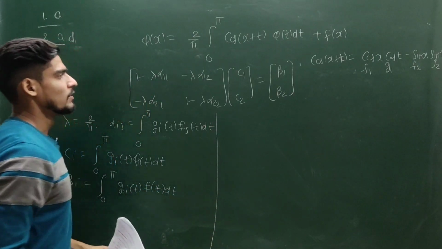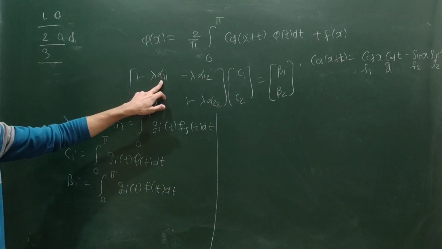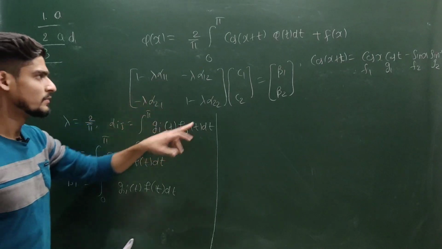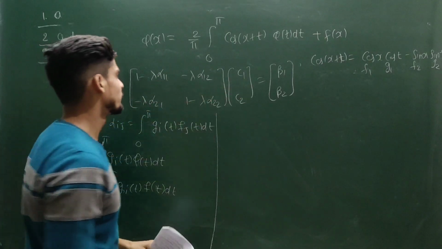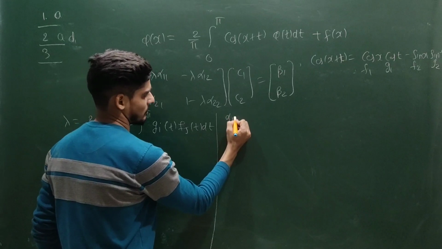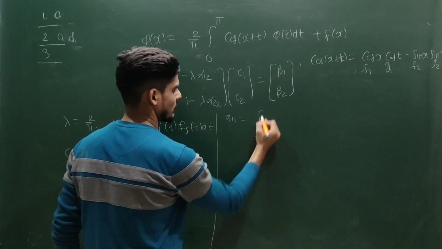Now let me calculate this alpha 1 1. I do not need to calculate C1, C2. Alpha 1 1, 0 to pi.